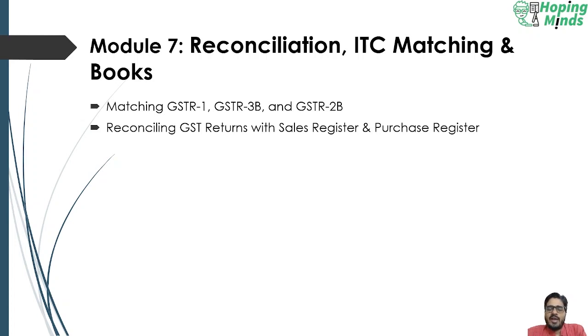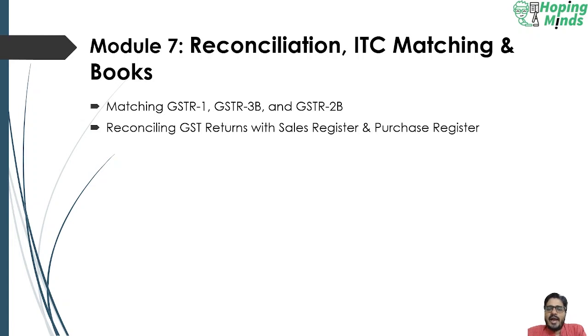Then we learned about the annual return, that is GSTR-9, that all the regular taxpayers whose turnover has exceeded rupees 2 crores are required to file. For those taxpayers whose turnover has not exceeded rupees 2 crores during the preceding financial year, it is not mandatory to file, but they can file voluntarily.